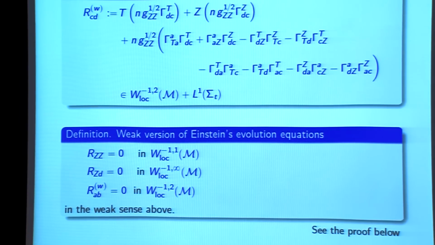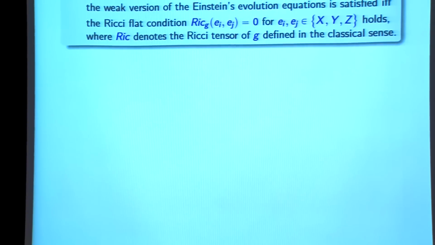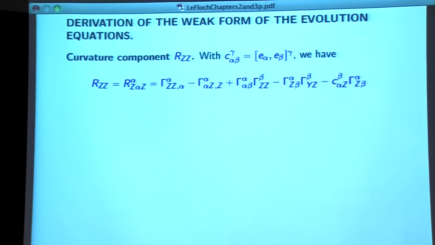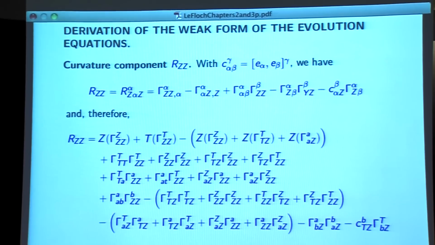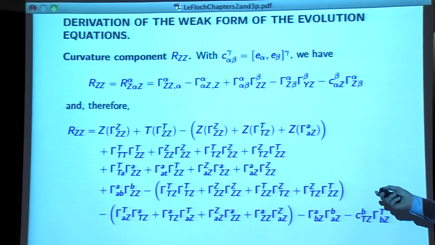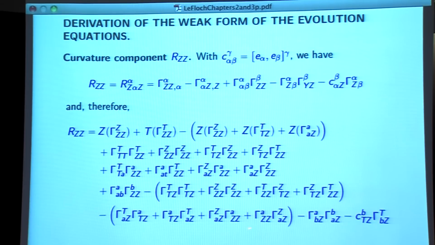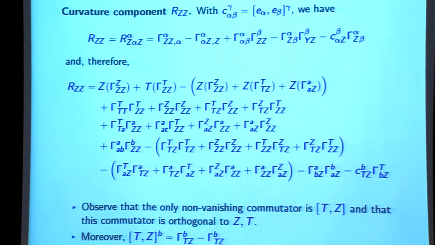What I didn't show, but I can show, is the derivation of these equations. Let me just give you the flavor of the arguments. It's somehow the same story that you repeat for these evolution equations, the derivation of the weak form. You can see on the screen that you start with a basic formula, and then you express all the terms, and then you start collecting some terms and using properties of commutators and orthogonality, etc.